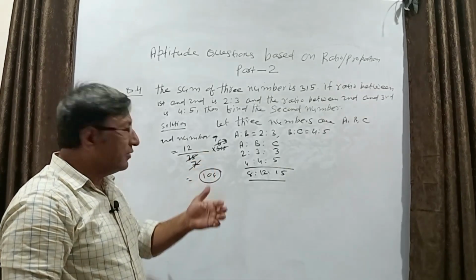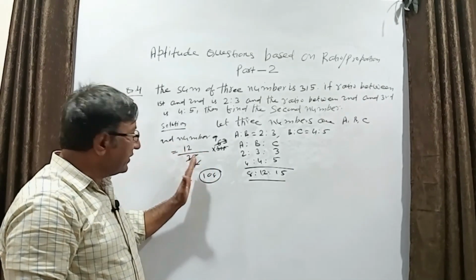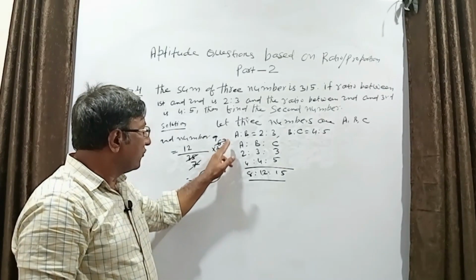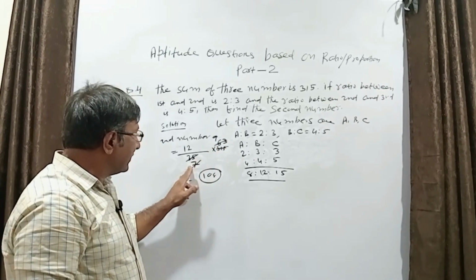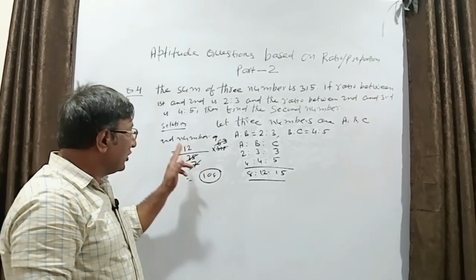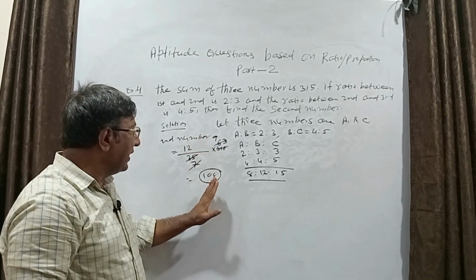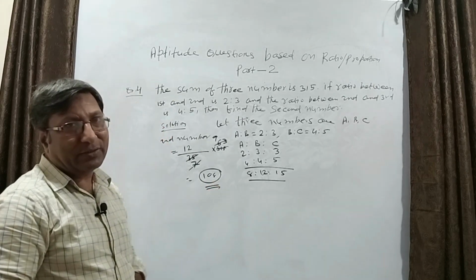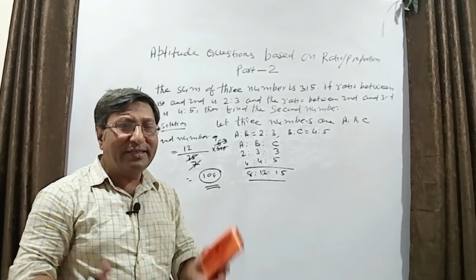We cancel by 5 first. 5 sevens are 35, 5 tens are 50. Now what is left is 7 in the denominator and 12 and 9 in the numerator. 7 nines are 63, so we get 12 into 9, 108. So our correct answer is 108. So 108 is our right answer.